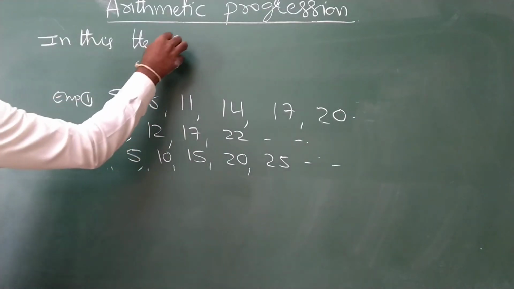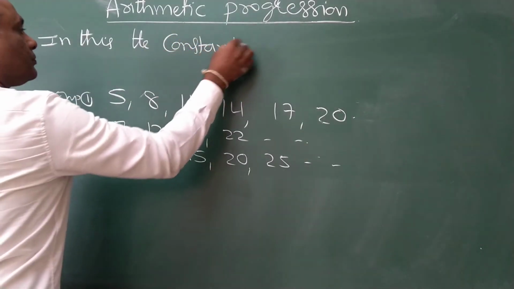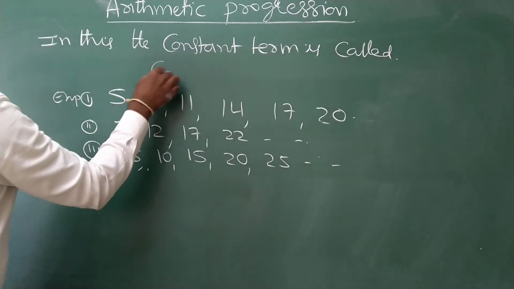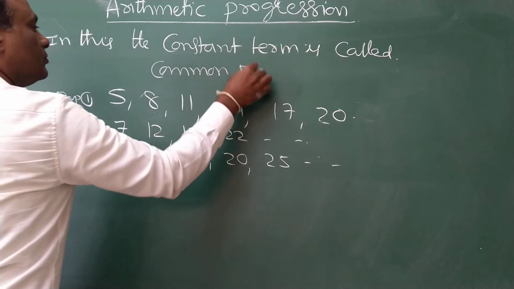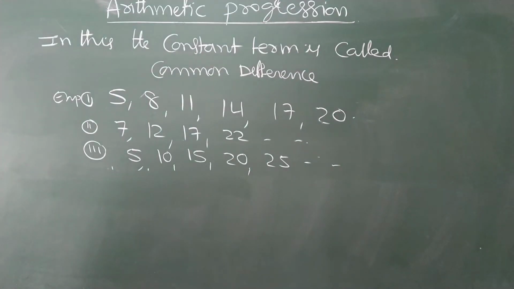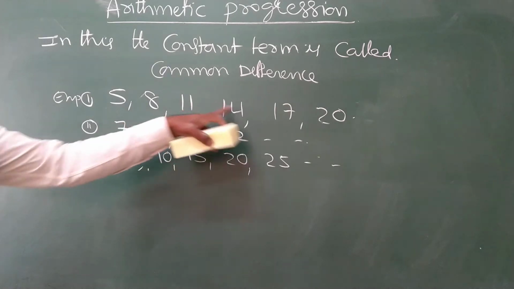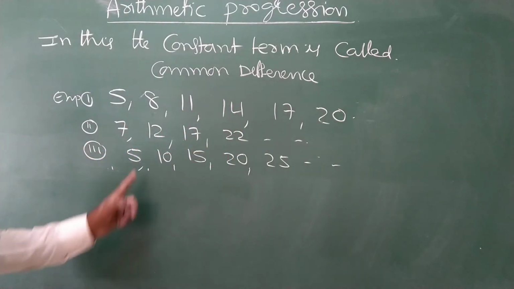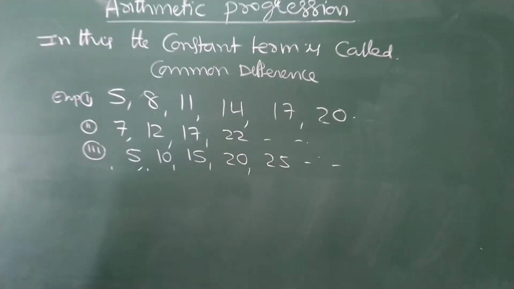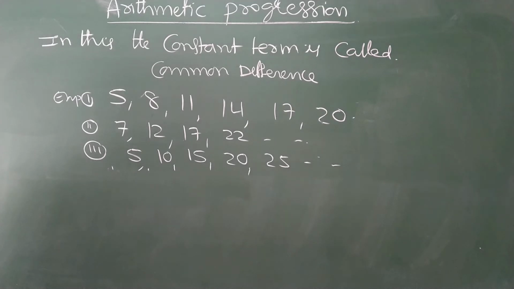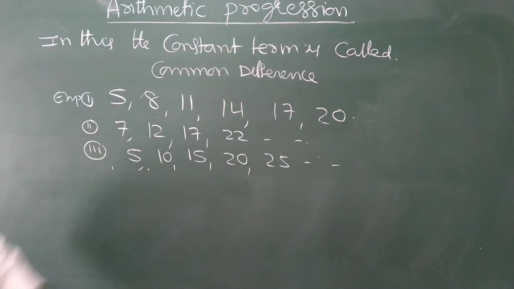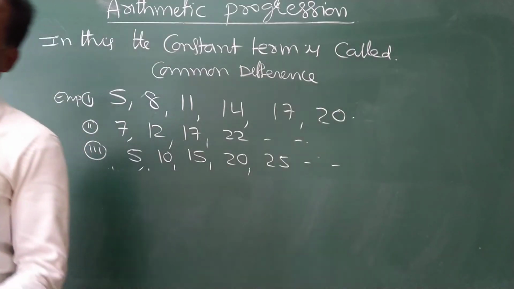So in this, the constant term, write down, is called the common difference. Here 3 is the common difference. Here 5 is the common difference. Here 5 is the common difference. 20 minus 15, 25 minus 20, that is the common difference. Right. In this, the constant term is called the common difference. Then write this example. Then another concept I will explain.